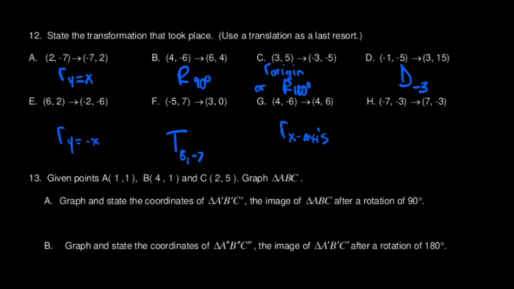And the last one here, negative 7, negative 3 became 7, negative 3. So what changed is the 7. You negated the first one. That's negative x, y. Negate the x. That is a reflection in the y-axis.